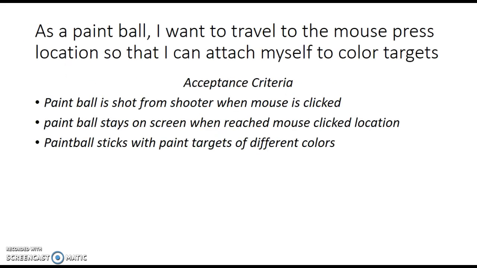As a paintball, I want to travel to the mouse press location so I can attach myself to color targets. The paintball is shot from the shooter when the mouse is clicked. The paintball stays on the screen when reaching the mouse click location, and the paintball stays to the paint targets, which are different colors.